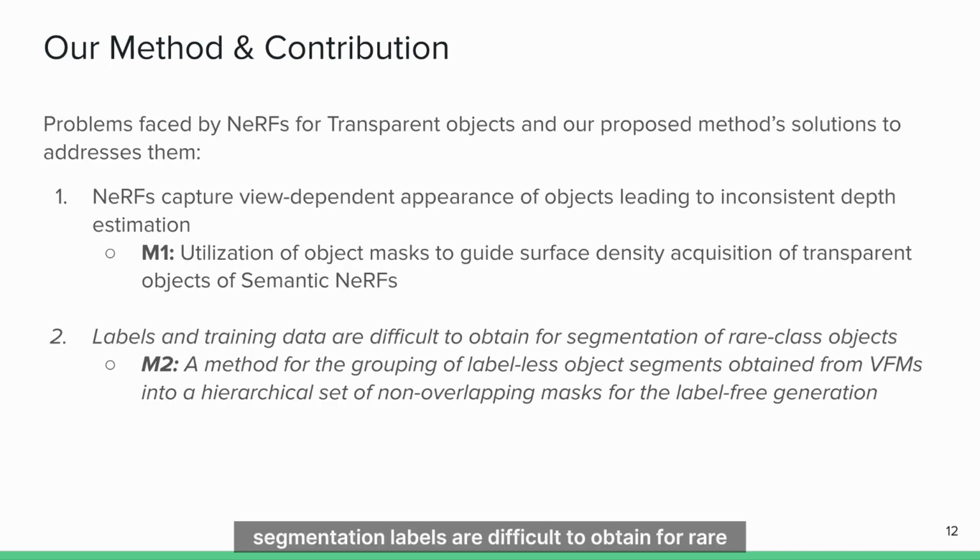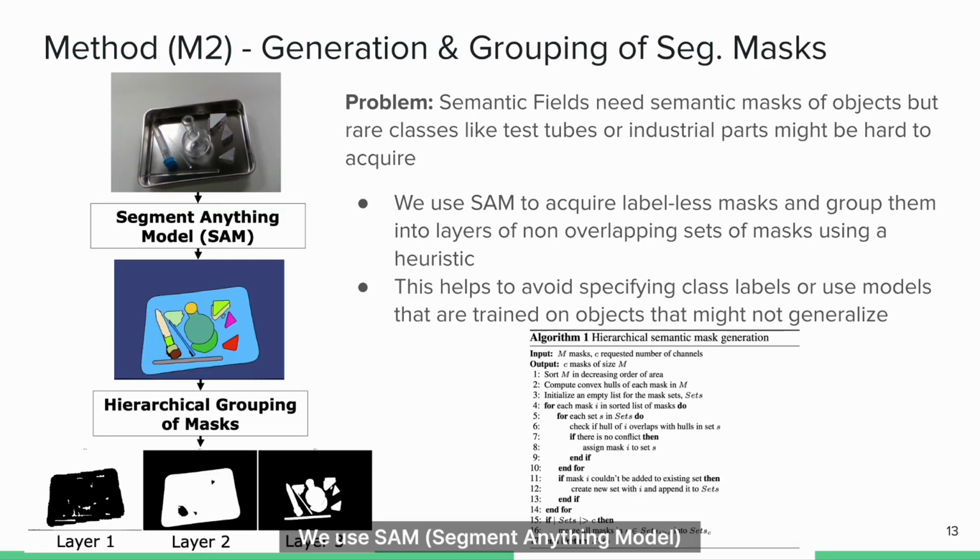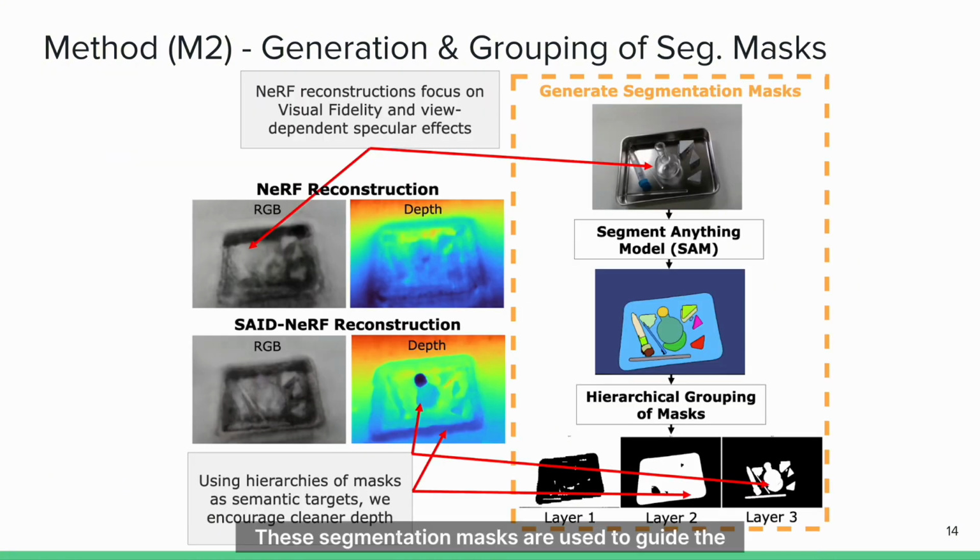Secondly, segmentation labels are difficult to obtain for rare transparent objects such as those used in laboratories. We propose a method for the grouping of label-less object segments obtained from VFMs into a set of non-overlapping masks. We use SAM and a relatively simple heuristic to group segments output by SAM into layers, or sets of non-overlapping masks. These segmentation masks are used to guide the semantic NeRF reconstruction process and overcome NeRF's limitations, and allow us to obtain clearer, more coherent depth values.